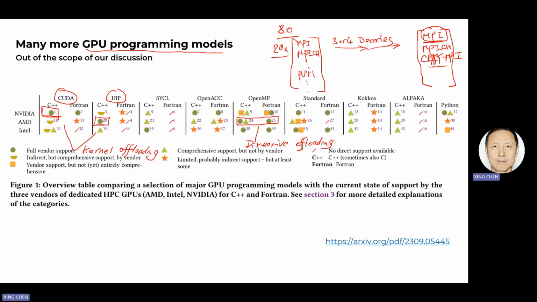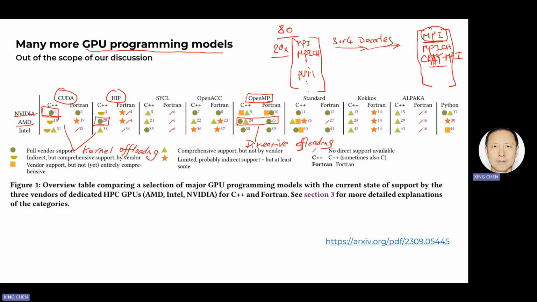Okay, we discussed two methods of GPU offloading from the marketplace. The first one, kernel offloading, is supported by the two leading vendors, Nvidia and AMD. And the second, OpenMP directive offloading, is supported by the standards organization, OpenMP.